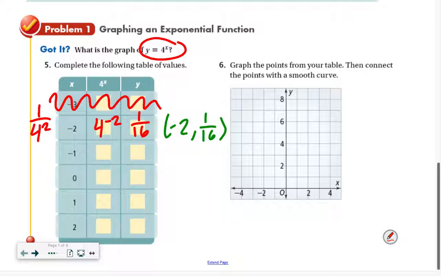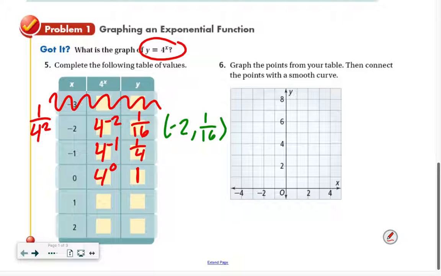My x is -1. Same thing, I have 4 to the x power, and x is -1. What does that make my y value? 1/4, good. If my x is 0, I have 4 to the 0 power. I don't think we've talked about this. What is anything to the 0 power? Anything to the 0 power is 1.